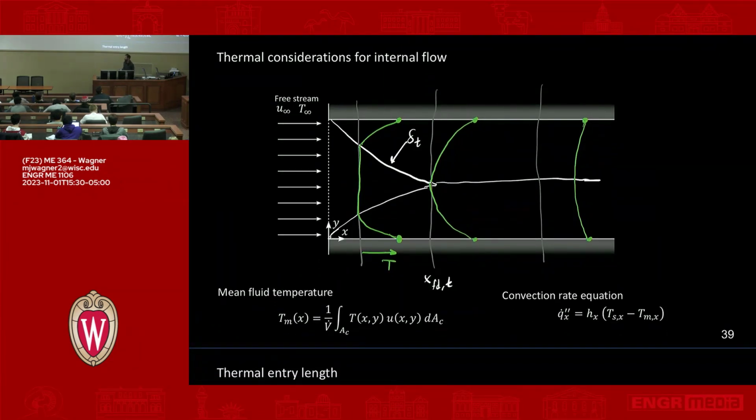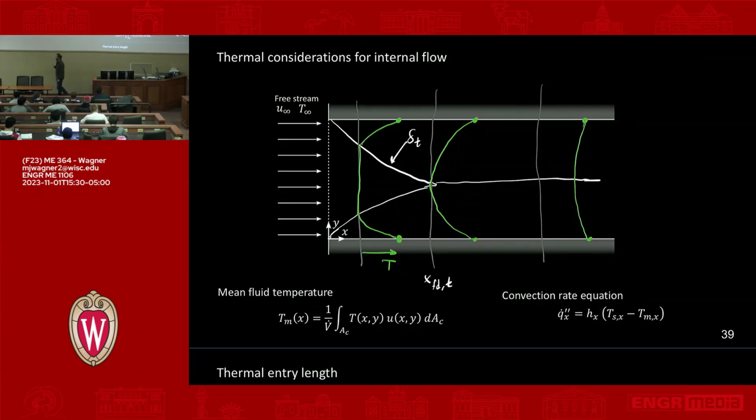The mean fluid temperature. If I want to compute the mean fluid temperature, how am I going to do that? I would take the integral of the temperature profile, but you have to kind of weight it by the velocity profile. So if I knew the temperature profile and I knew the velocity profile, I could do an area integral divided by the volumetric flow rate, and I would get the average or the mean temperature. So that's how you do that.